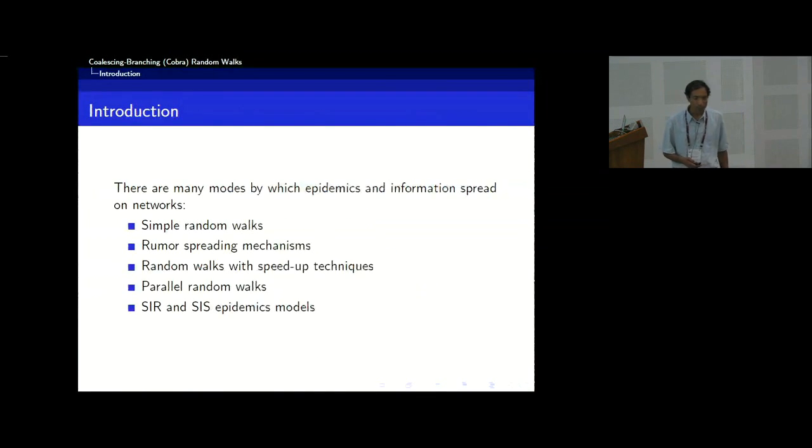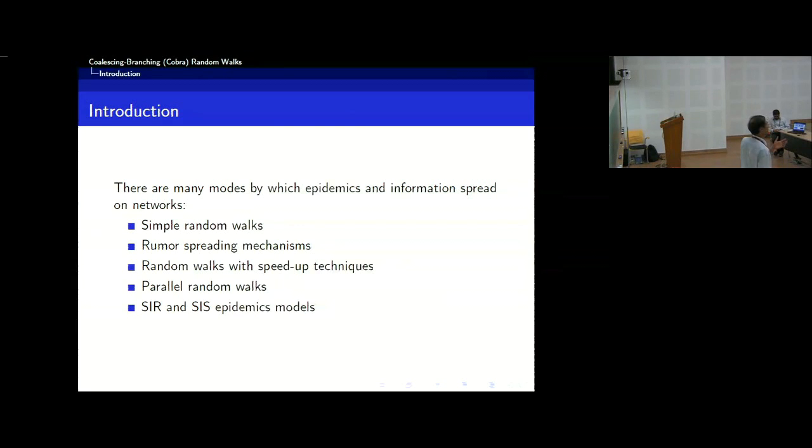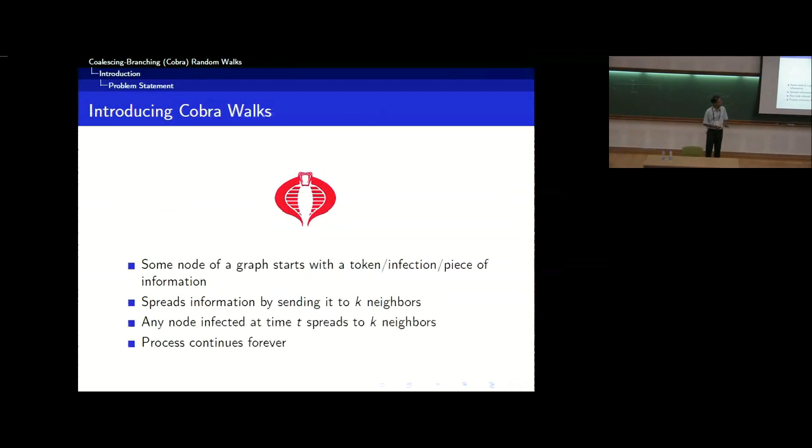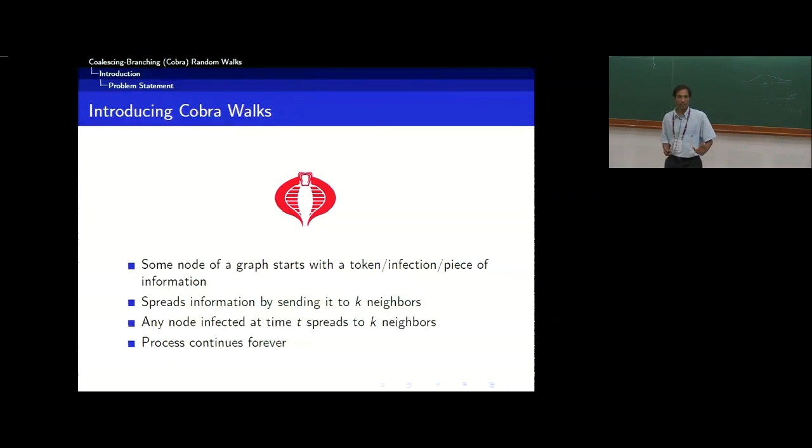There are many modes by which epidemics and information spread, and a lot of this has been studied: simple random walks, rumor spreading mechanisms like what Marcos talked about, random walks with speed-up techniques, parallel random walks, and the SIR and SIS models that Parangonas talked about, and also Ganesh talked about earlier. This talk is going to cover a very specific kind of walk. There are a bunch of open problems. At the end of the day, if all you get is the definition of the process, hopefully you'll come back and solve the open problems by tomorrow, because it's a very simple process.